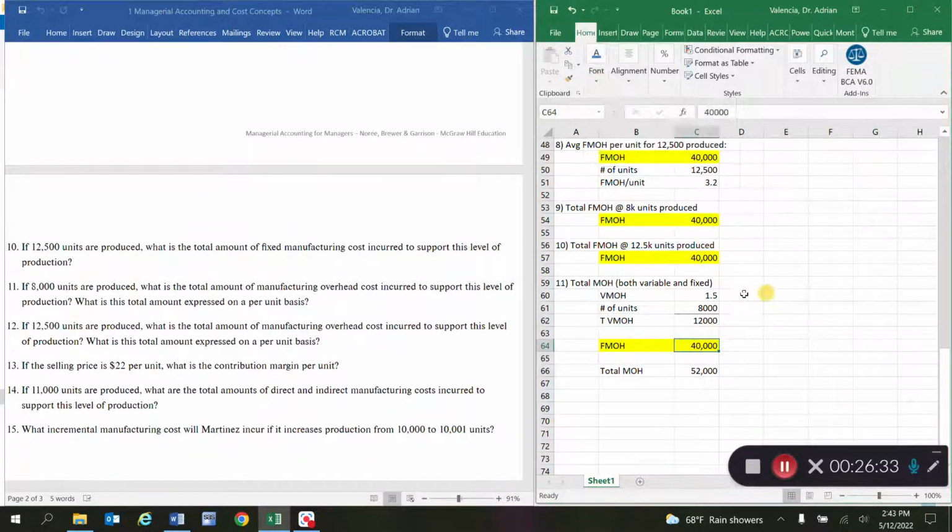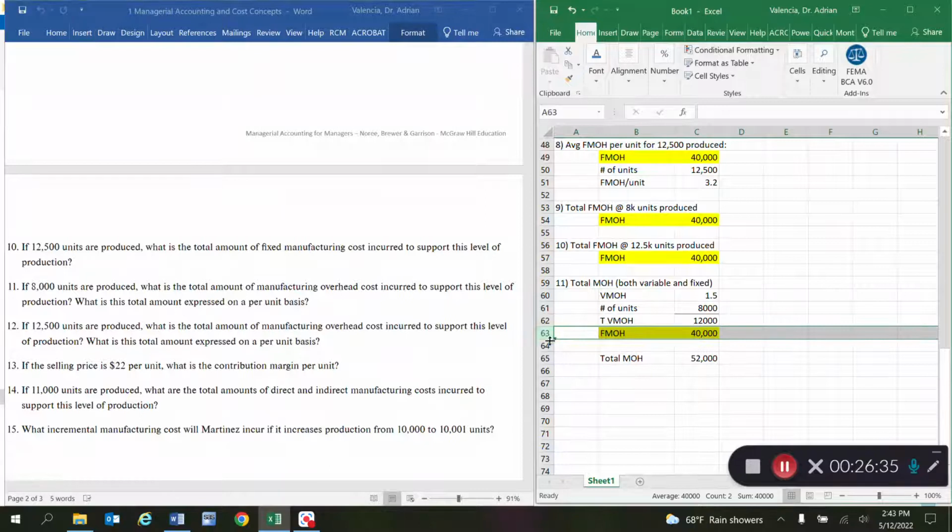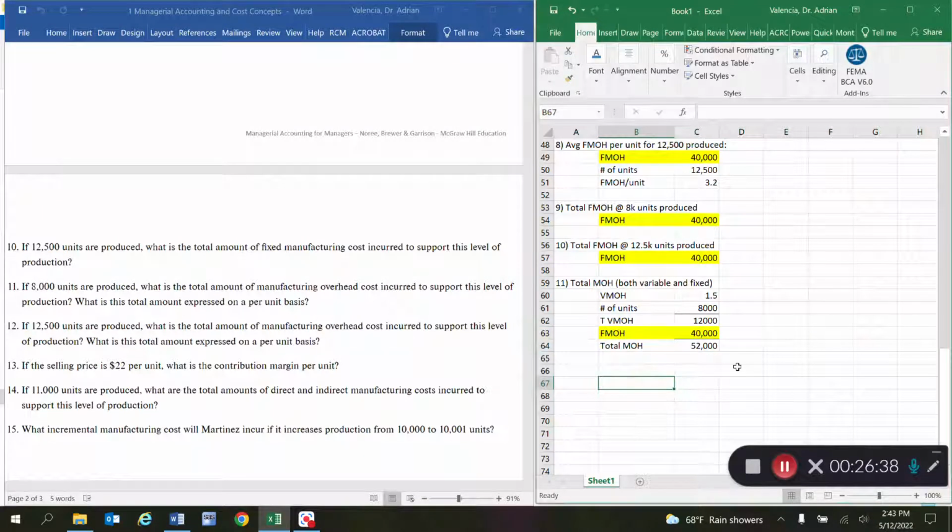Maybe I don't need to space this out so much. So I'm going to bring this back a little bit here and here. And so that's the total manufacturing overhead cost. And then on a per unit basis, total MOH per unit equals $52,000, which is this, divided by the number of units produced, which is 8,000. And that gives us $6.50 per unit at the level of 8,000 units. Okay, so I'm going to emphasize that here, at 8,000 units produced.